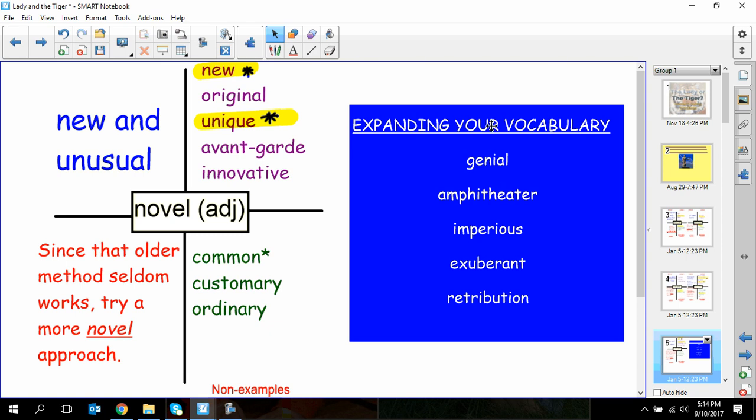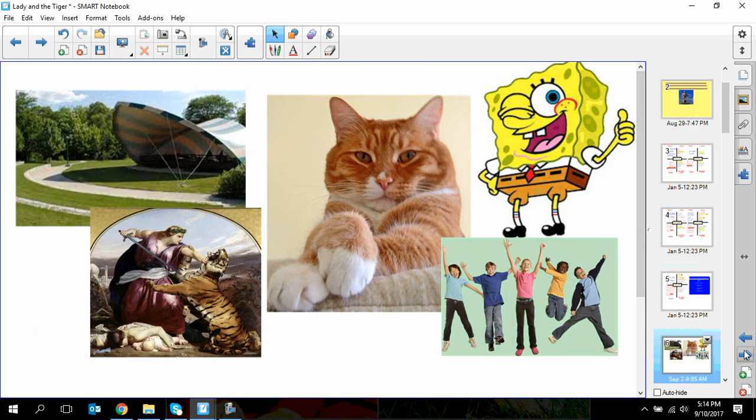Now you were told to do 3 of the 5 expanding your vocabulary words. Genial, amphitheater, imperious, exuberant, and retribution. Look at the following words here and which words go to which picture of the 3 that you chose. Okay. Do you have them? Because tomorrow we're going to share them.